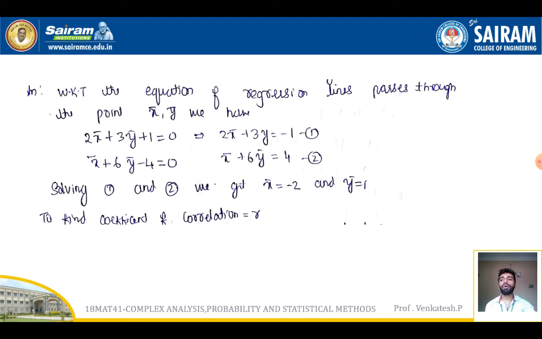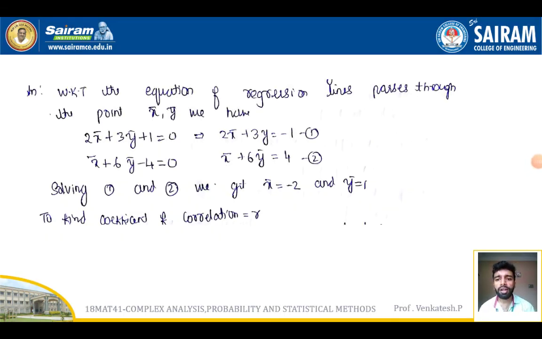So I'll be getting what? 2x bar plus 3y bar plus 1 is equal to 0. X bar plus 6y bar minus 4 is equal to 0. So on simplifying this, I'll be getting 2x bar plus 3y bar is equal to minus 1. X bar plus 6y bar is equal to 4. So on solving these equations, I'll be getting the mean of x is equal to minus 2. Mean of y is equal to 1.